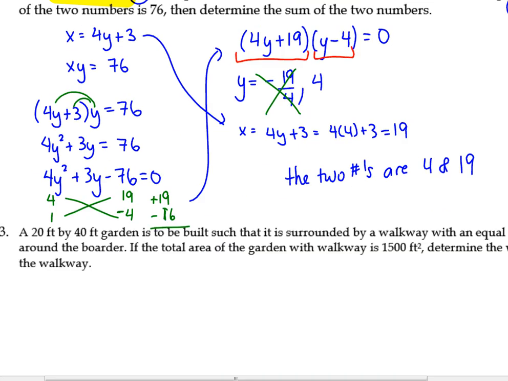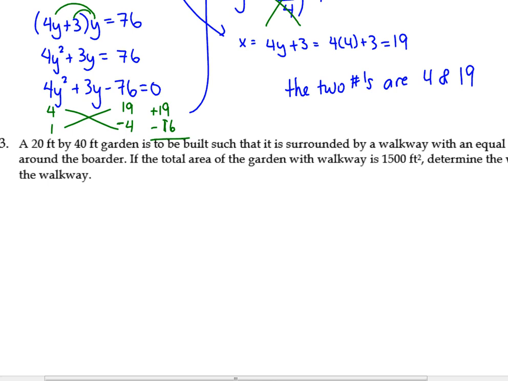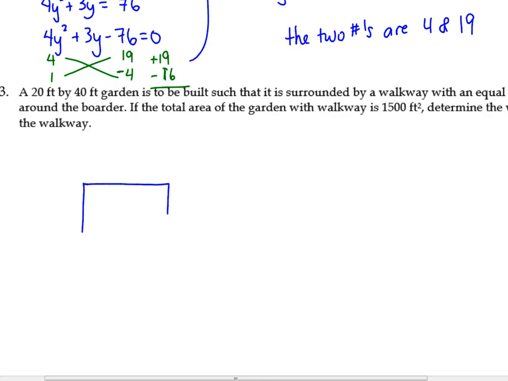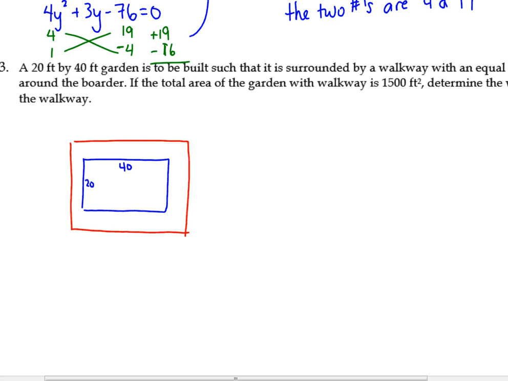Okay, one more. And this question is such a good question. It shows up all the time. So we have to do it quickly. Okay? A 20-foot by 40-foot garden. 20 by 40. Is to be built so that it's surrounded by a walkway with an equal width around the border. So, do we know what that width is? No. What do you want to call it? W? Okay.